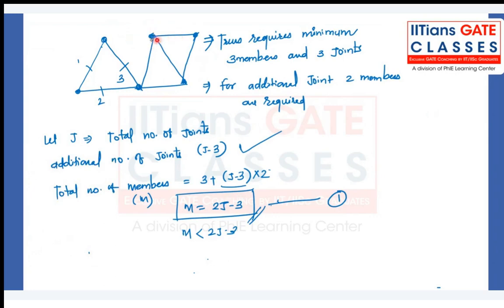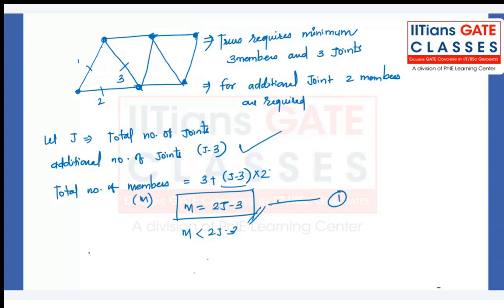If I remove this just by applying force, there is a chance that it will distort. So it is very important to satisfy the criteria 2j minus 3 if the number of members is less than 2j minus 3. Here, if I remove this and you apply force, it will fall down, or even with gravity it will fall down. If I remove this, this will come here, and if I apply force, it will distort. So for a stable truss structure, m has to be equal to 2j minus 3.